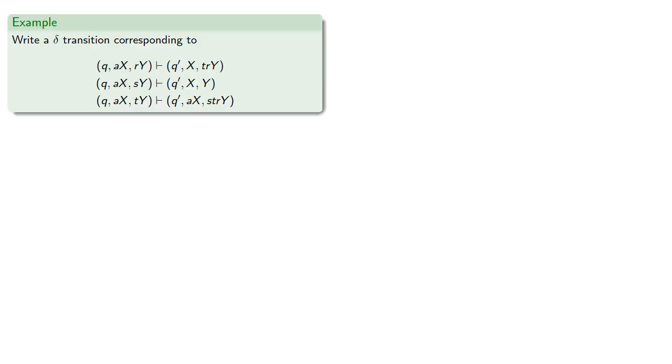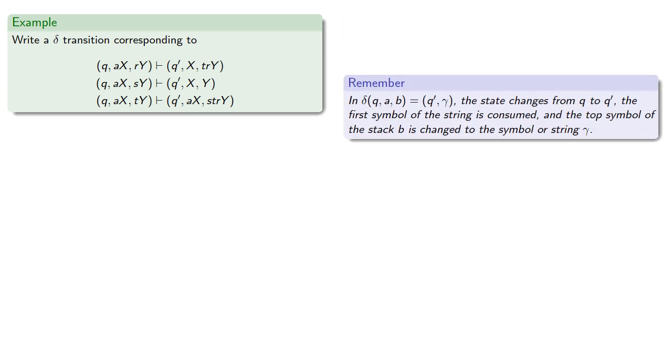So let's try to write a delta transition corresponding to these. Remember, when delta(q, a, b) = (q', gamma), the state changes from q to q', the first symbol of the string is consumed, and the top symbol of the stack is changed to the symbol or string gamma.